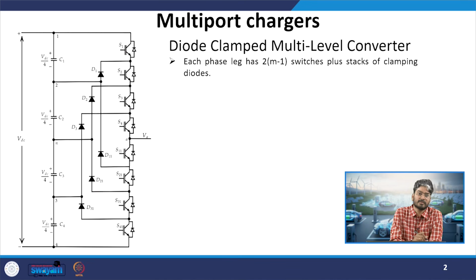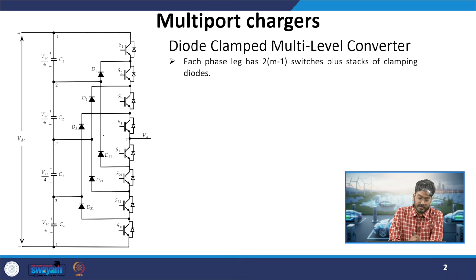Welcome everyone. So in the last class we have started our discussion on high power chargers or modular chargers, where we will be having multiple charging options. So in the first configuration we have seen our diode clamped multi-level converter, where we will be clamping the voltage of various nodes in the circuit by using our clamping diodes.